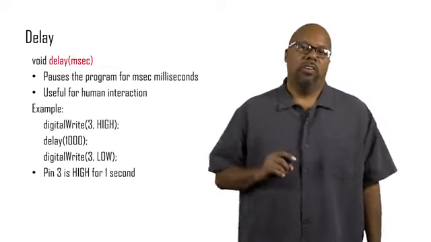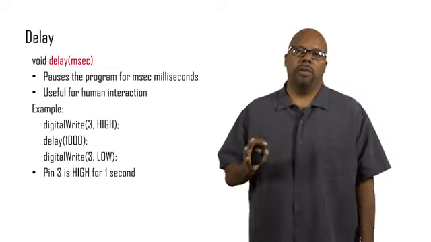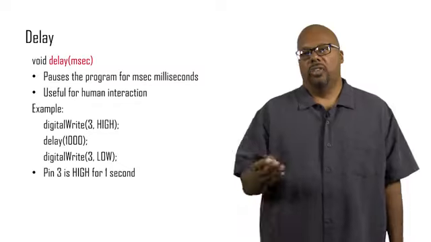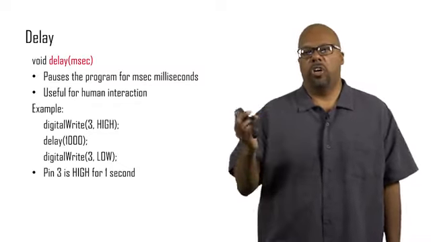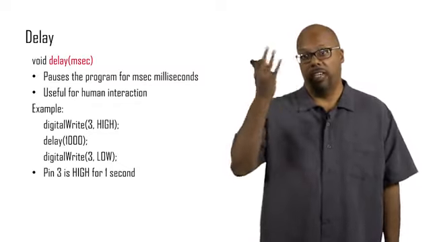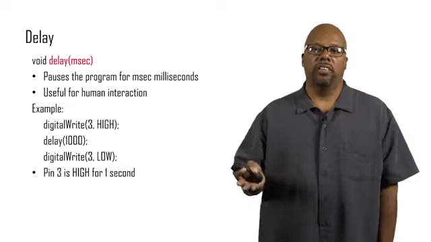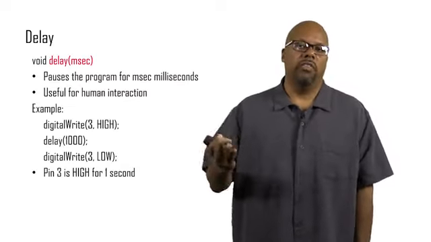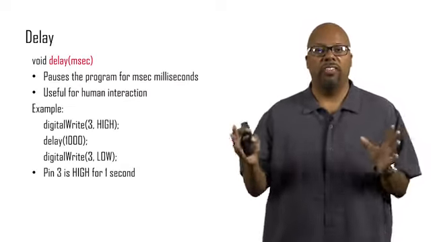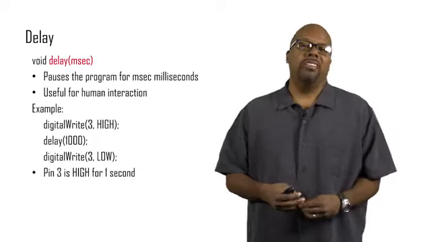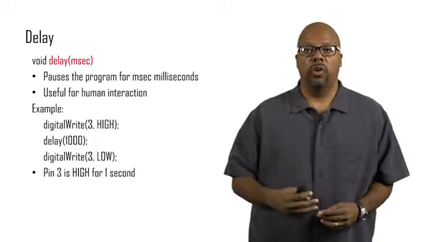One other function call that we need to know to be able to do the blink example, a very useful function, is delay. If you look at the function, it takes one argument, msec, or milliseconds. It basically pauses the program for a certain number of milliseconds, 1,000 milliseconds being a full second. So if you have a delay of 1,000, that's a one-second delay. It's useful for a lot of things.